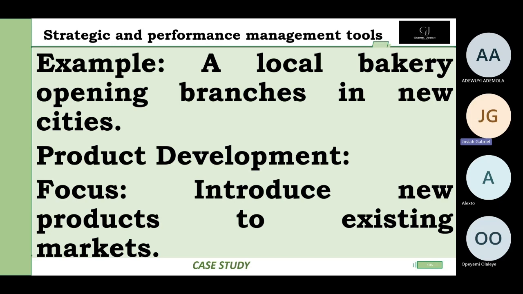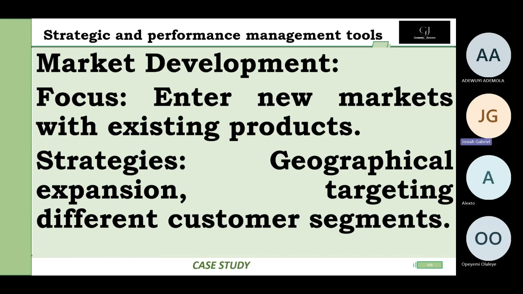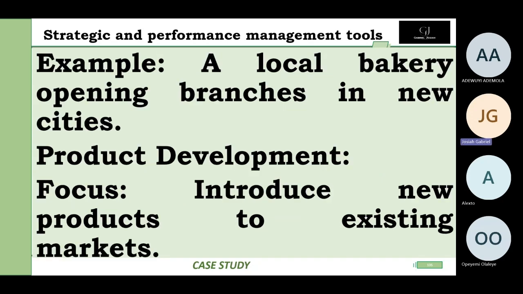So you can see how the four of them relate. The first one, existing markets, existing customers. Second one, new markets, existing products. Third one, new products, existing markets. So product development is having new products in that existing market where the company is domiciled.